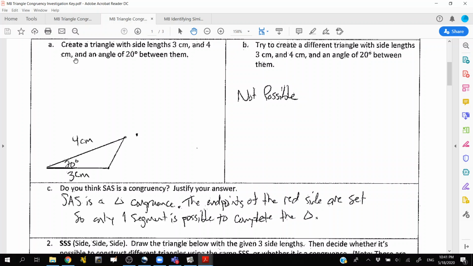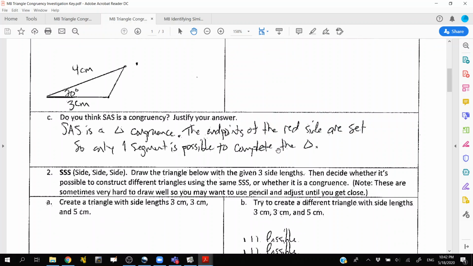We want side lengths of 3 centimeters, 4 centimeters, and an angle of 20 degrees. I used physical tools to make this, so you can see my dot from the protractor, and then I connected going straight towards that dot, which forms a triangle. It's good. We can try to make another one, we can make lots, but they are all congruent to this triangle. So none of these triangles are unique, they're all the same as this, which means side-angle-side is a triangle congruence. Anyway, it's only possible to complete this triangle in one way. If you tried it, I think you'll be convinced.